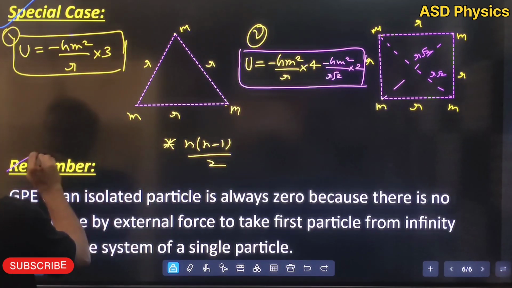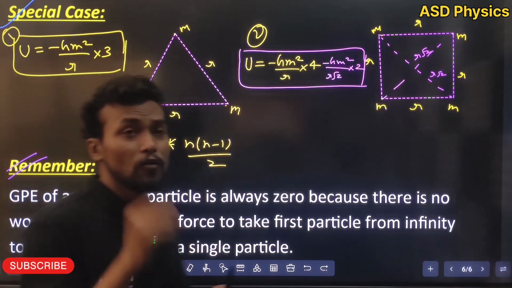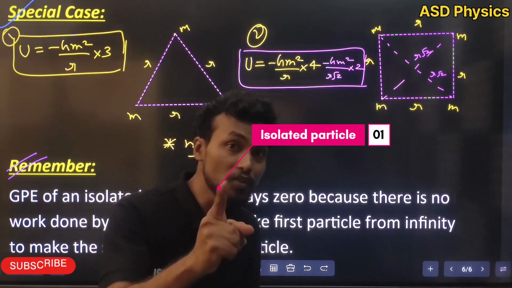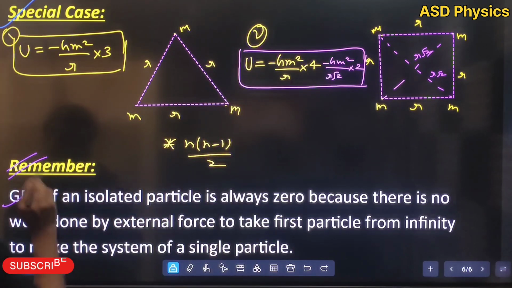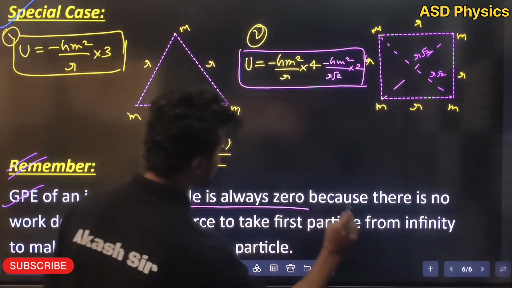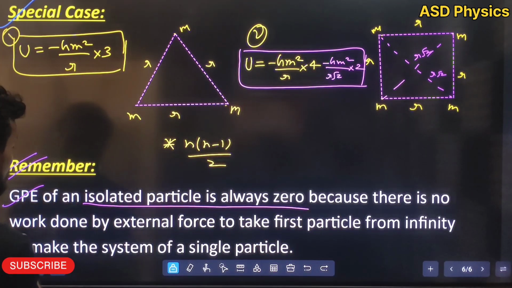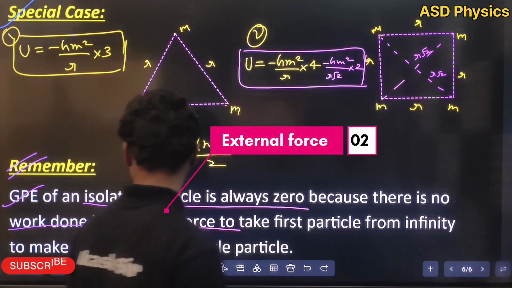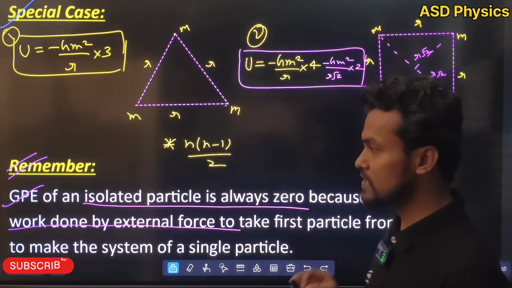Okay, now the last topic. Remember what I told you: for an isolated system there is no potential energy. It is always defined for a pair of masses. Gravitational potential energy of an isolated particle is always 0, because there is no work done by the gravitational force to take the first particle from infinity to make the system of a single particle.